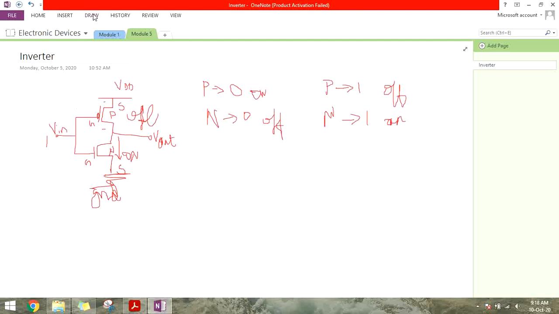Similarly, what happens when you give 0? When you provide a 0 over here, according to this condition, the PMOS will be on.